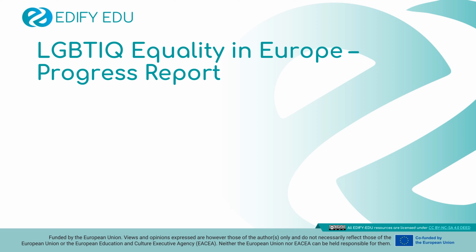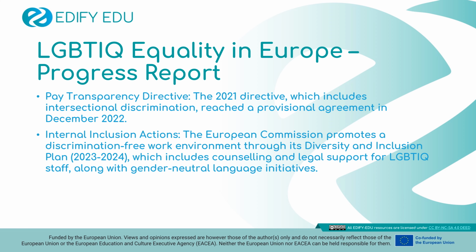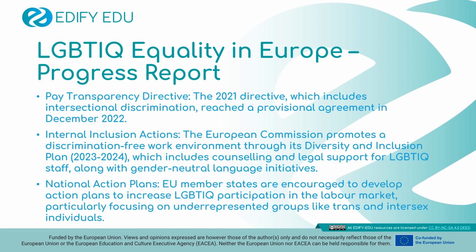LGBTIQ equality in Europe. Progress report. Pay Transparency Directive. The 2021 directive, which includes intersectional discrimination, reached a provisional agreement in December 2022. Internal inclusion actions. The European Commission promotes a discrimination-free work environment through its diversity and inclusion plan, which includes counseling and legal support for LGBTIQ staff, along with gender-neutral language initiatives. National action plans. EU member states are encouraged to develop action plans to increase LGBTIQ participation in the labour market, particularly focusing on underrepresented groups like trans and intersex individuals.